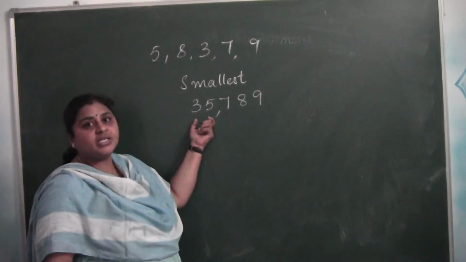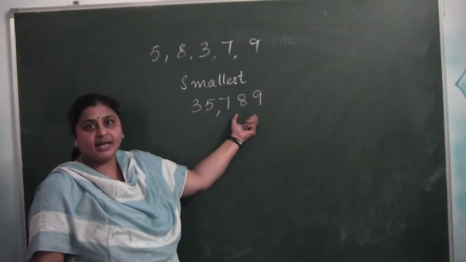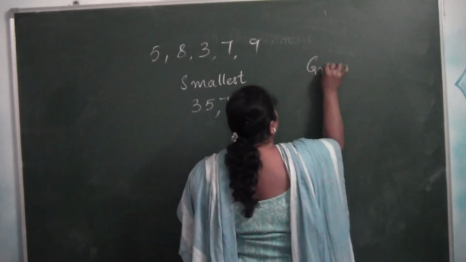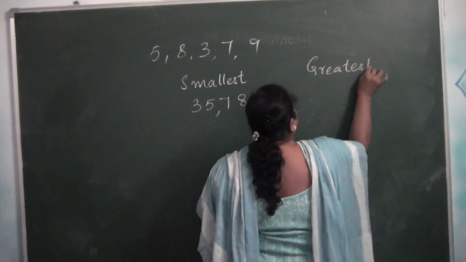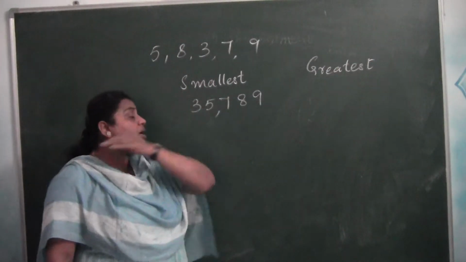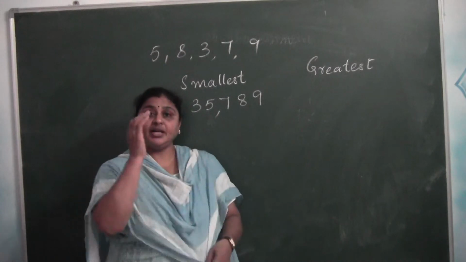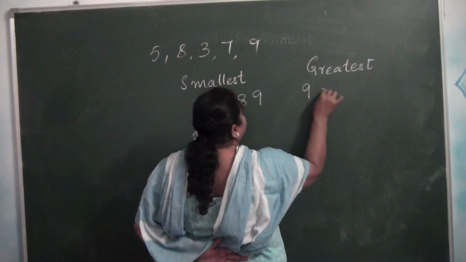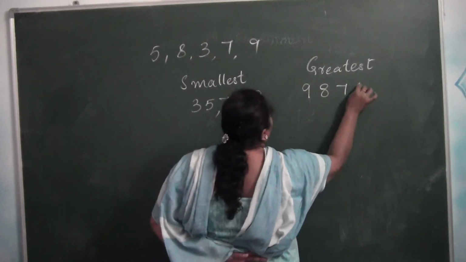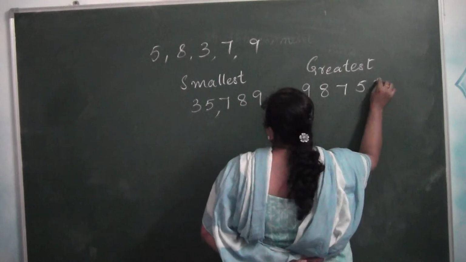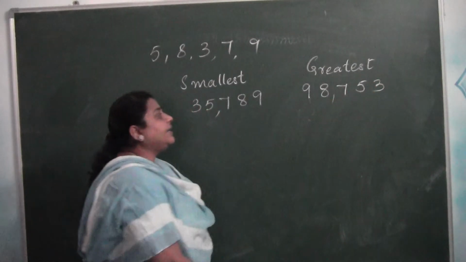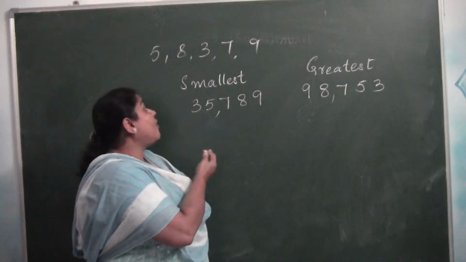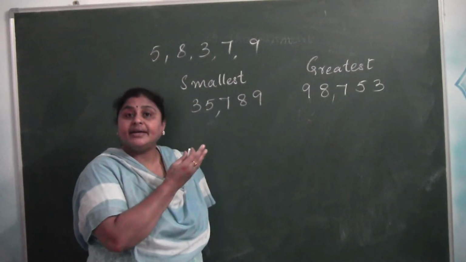So 35,789 is the smallest number. Okay, how about the greatest number? So the greatest number you are going to form when you are writing the digits in descending order from bigger to smaller, that is 9, 8, 7, 5 and 3. That is 98,753. This is how you will form the smallest and the greatest number.